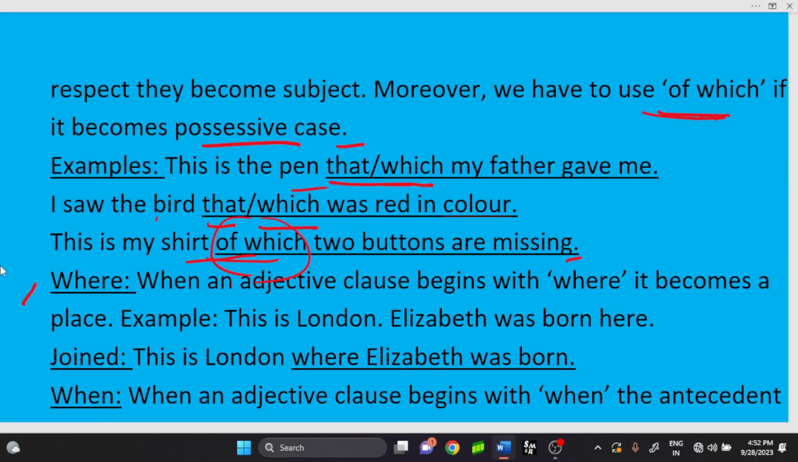Next linker is where. When an adjective clause begins with where, the antecedent becomes a place. Example, this is London, Elizabeth was born here. Then the joined one, this is London where Elizabeth was born. London and where are the same thing. Actually, it tells us place. And London here becomes the antecedent. I must give the discussion of antecedent.